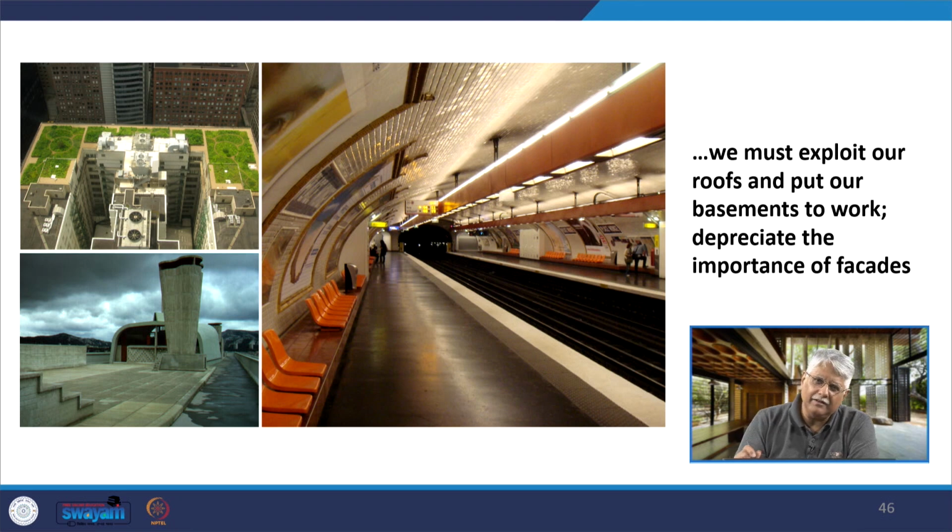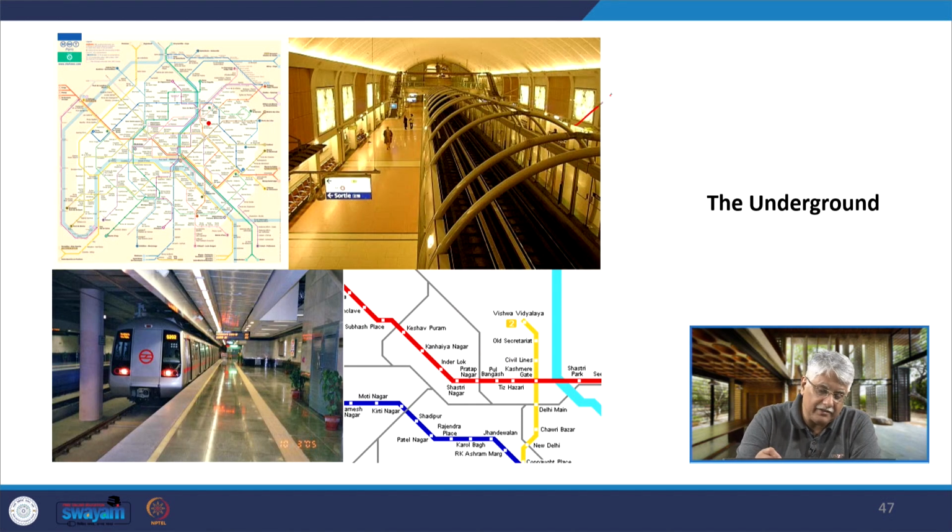So like he said in his manifesto, we must exploit our roofs and put our basements to work, depreciate the importance of facades, and we have done it in the modern times. We have started using our roofs as green roofs. United Habitation used the roof as a workable roof garden with a crèche and a jogging track, etc. We have underground tube stations all over the world in which underground metros run under the city. This is the underground that is there all over the world, including India.